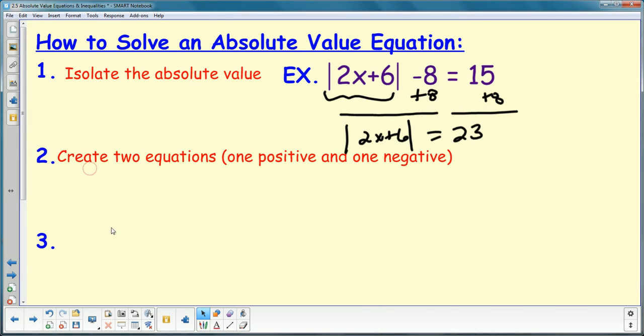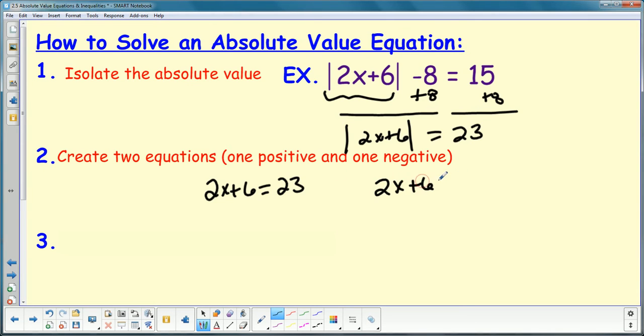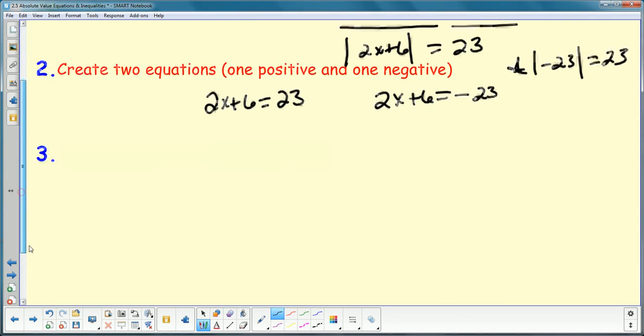The next step then to remember is create two equations, one positive, one negative. So what that means, we're going to drop our absolute value. If we make the positive one, we just leave it as 2x plus 6 equals 23. You see that 23 stayed positive. If we make the negative one, we start the same way, 2x plus 6, but now we're going to say equals -23. And the reason for that is because the absolute value of -23 is still positive 23.